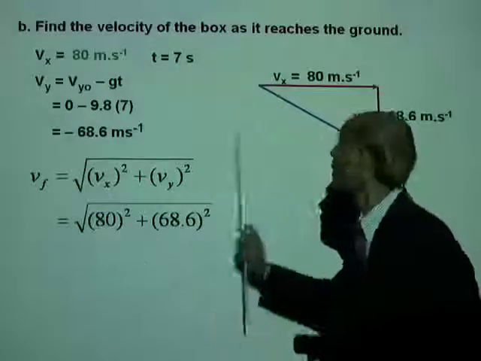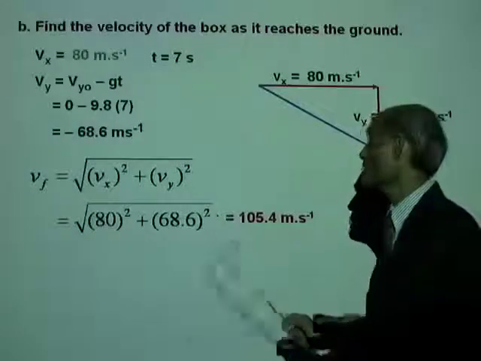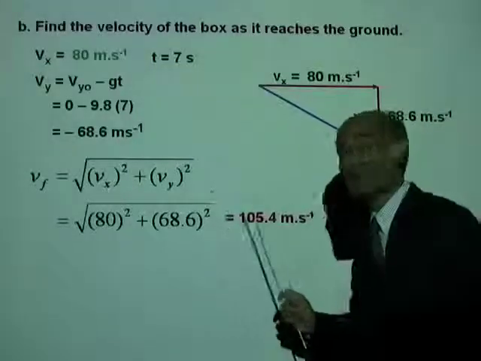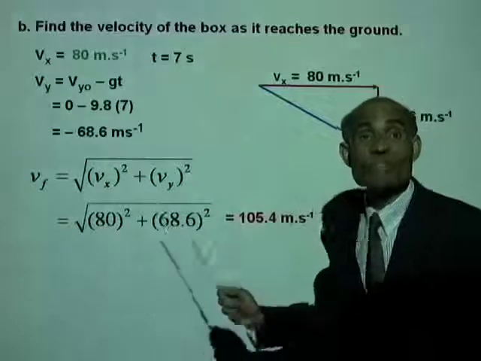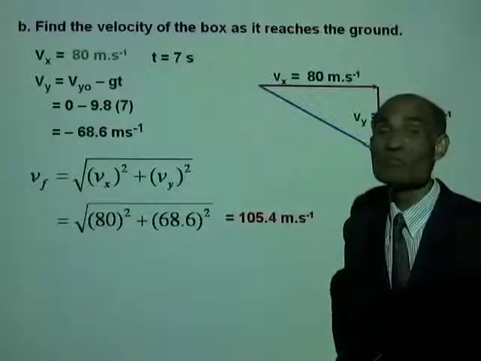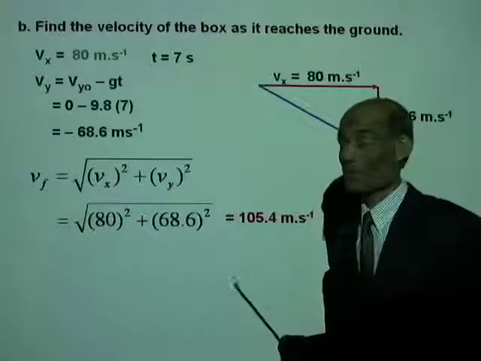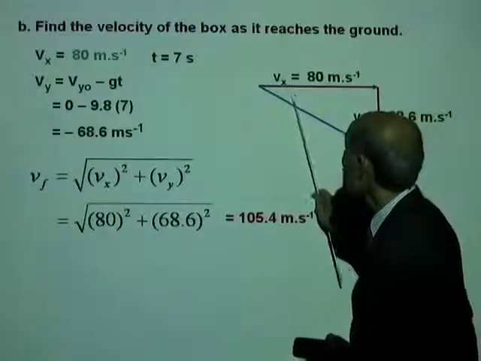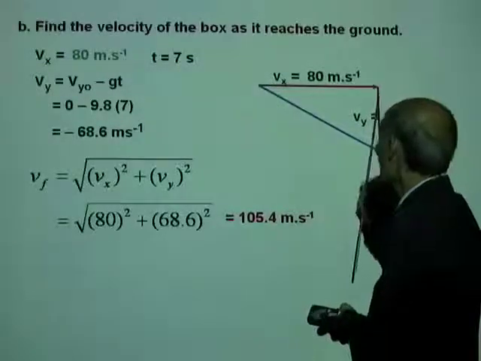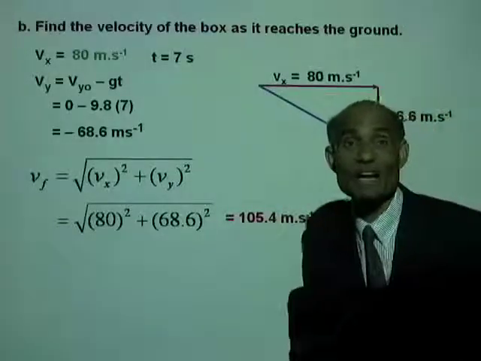So Vf, the final velocity when it touches the ground, will be the square root of 80 squared plus 68.6 squared. That is 105.4 meters per second. In other words, that box will hit the ground with a speed of 105.4 meters per second. And if it is not packed well, it is likely that the box will shatter into pieces. Well, and what is the direction? We need to find this angle. You notice that x is positive, y is negative, therefore the angle is a fourth quadrant angle.